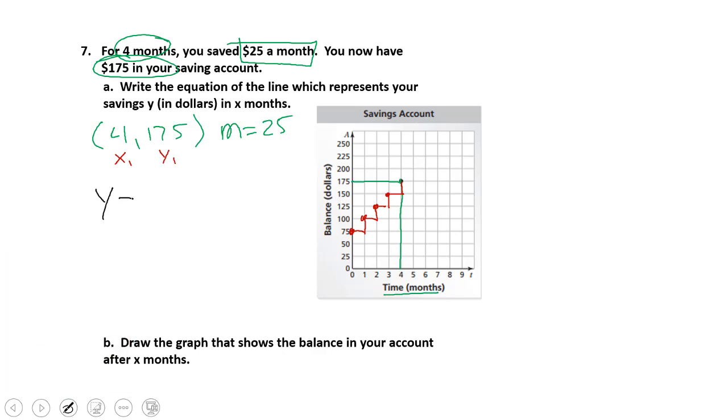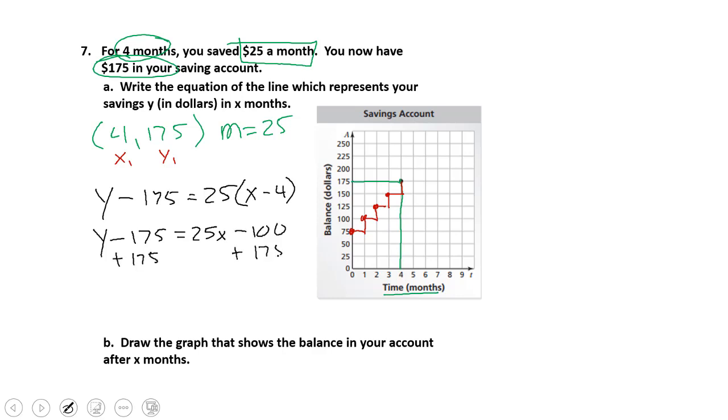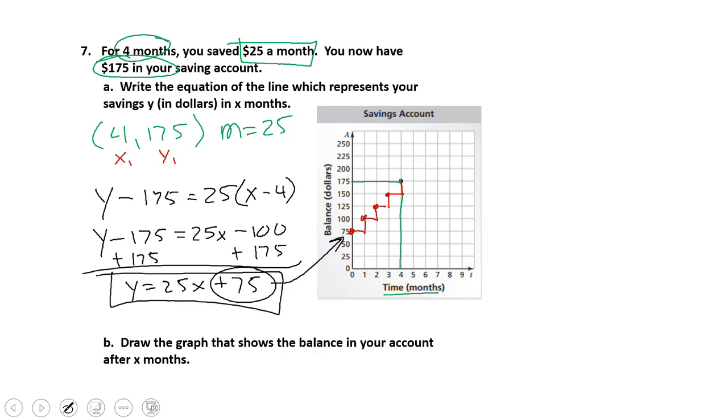y minus y1, that's 175, is equal to our slope, 25, times x minus x1, which is 4. And so we'll do the math. y minus 175 is equal to 25x minus 100. Adding 175 to both sides, we get that y equals 25x plus 75. And we already knew that plus 75 because we had done it on the graph. And so voila, there's our answer for that.